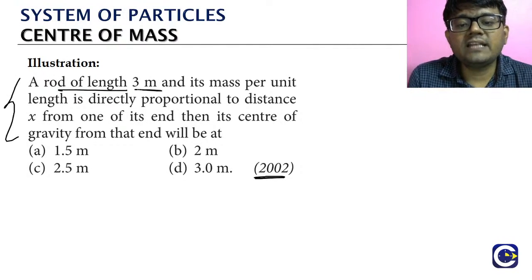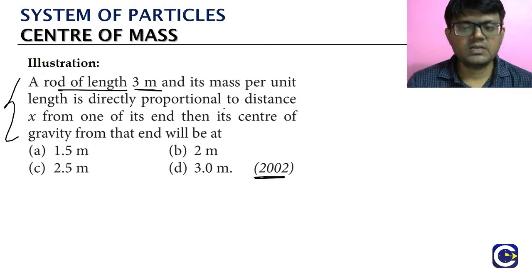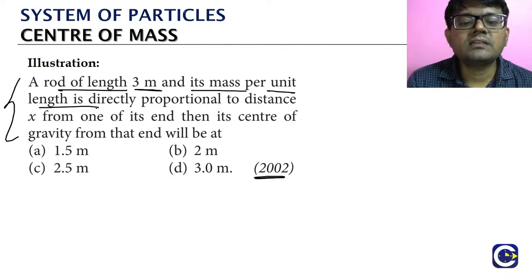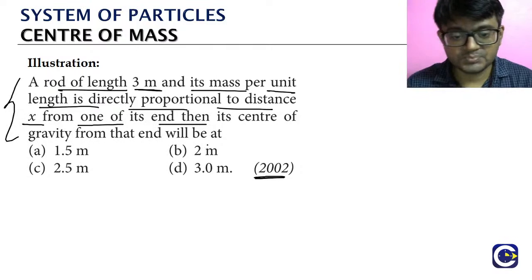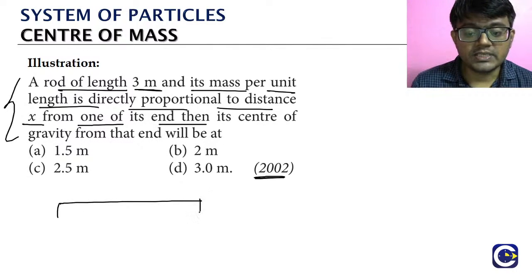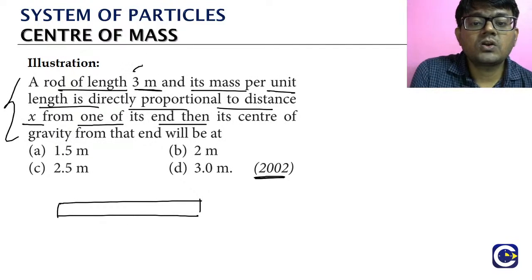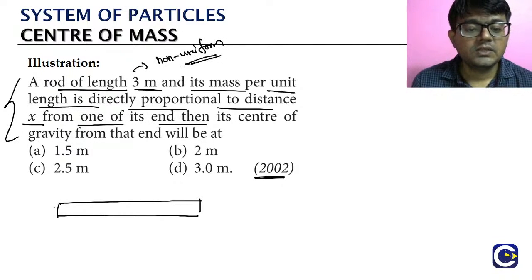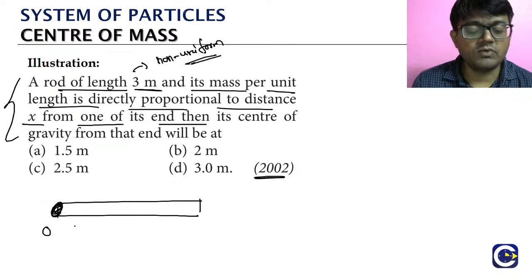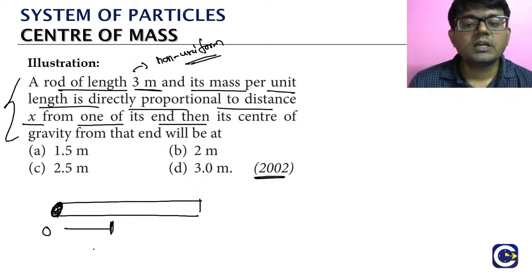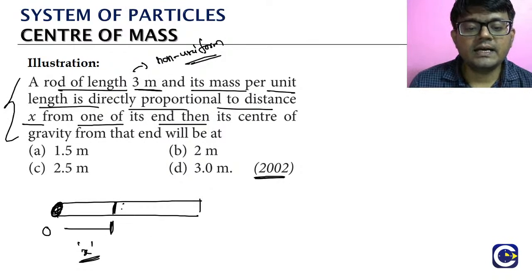A rod of length 3 meters, and its mass per unit length is directly proportional to the distance x from one of its ends. It's not a uniform rod, it's non-uniform. Take one end as the origin. If you take a point at a distance x, take a small element dx there.